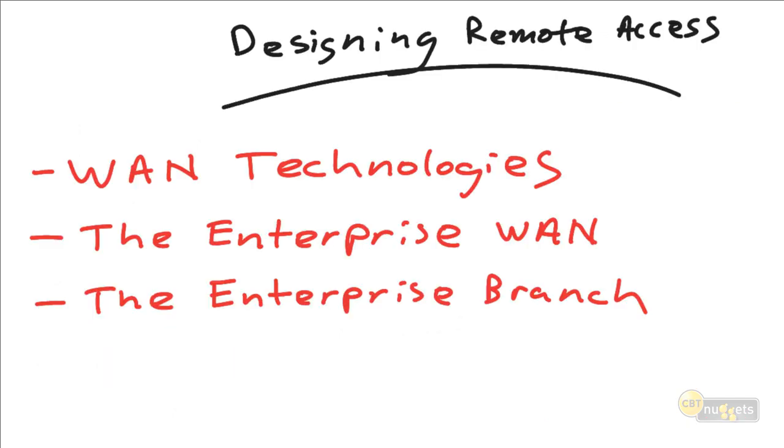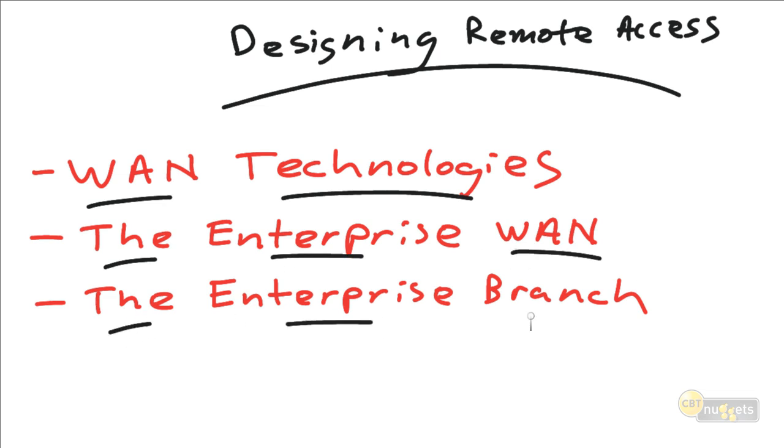We'll go ahead and break this particular CBT nugget up into three main areas. First, we'll take a tour of some of the main WAN technologies that we're going to find popular today. We'll then talk about the Enterprise Wide Area Network module and the important Enterprise Branch Office module. So lots to do in this particular CBT nugget.